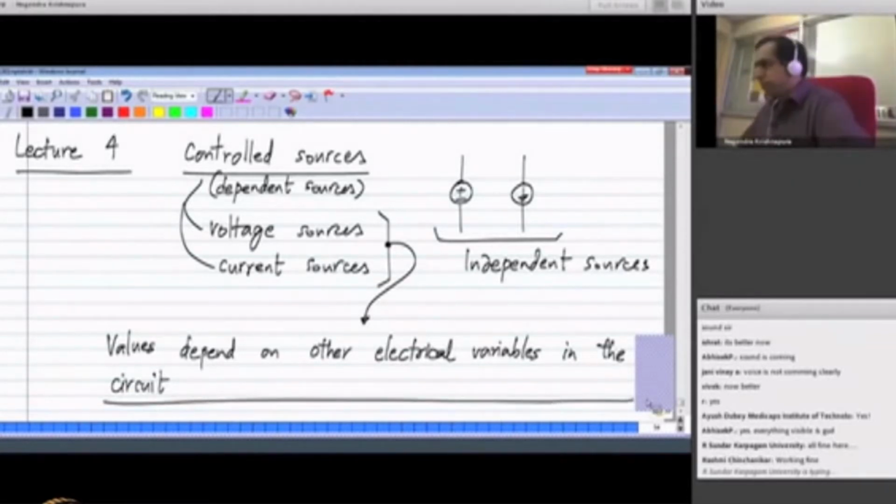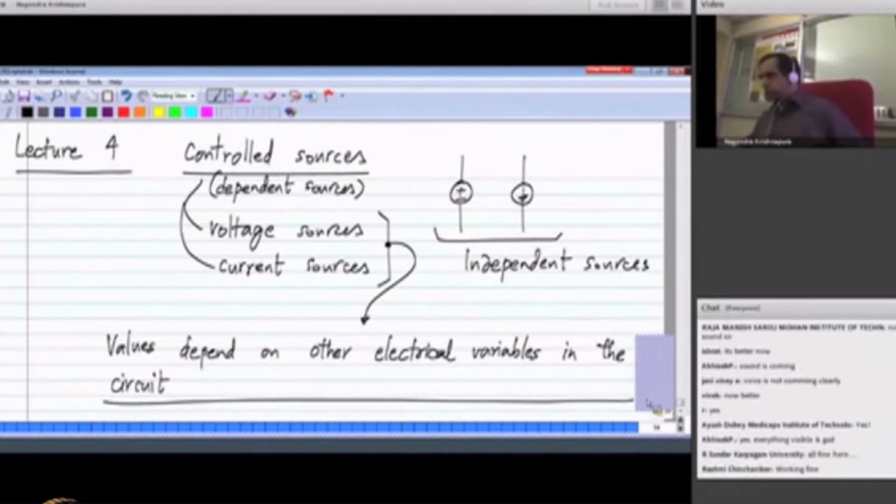So depending on what they are controlled by, we have four different types of sources. We have two types of sources, that is voltage source and a current source, and each of these can depend on either a voltage or a current. So that gives us four kinds of control sources.